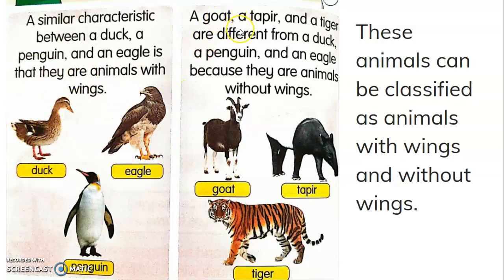A goat, a tapir, and a tiger are different from a duck, a penguin, and an eagle because they are animals without wings. We state the similarity of these animals, which is all these animals don't have wings. Without wings, tidak mempunyai sayap. These animals can be classified as animals with wings and without wings.